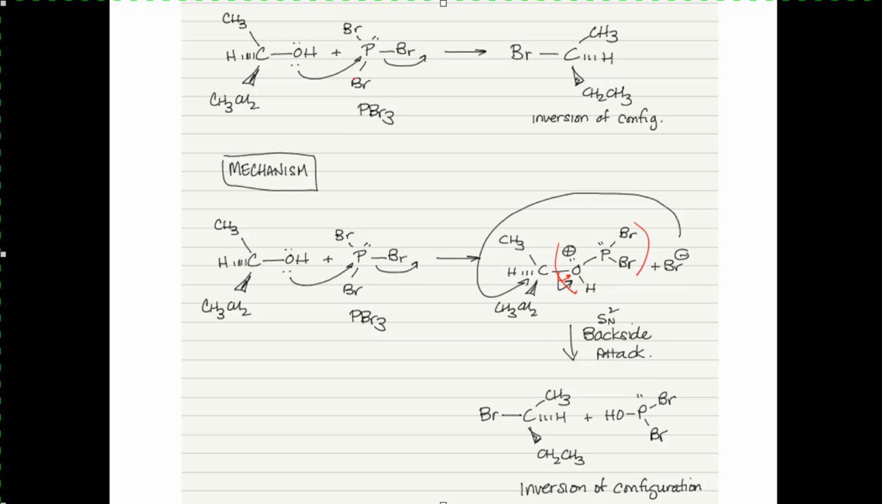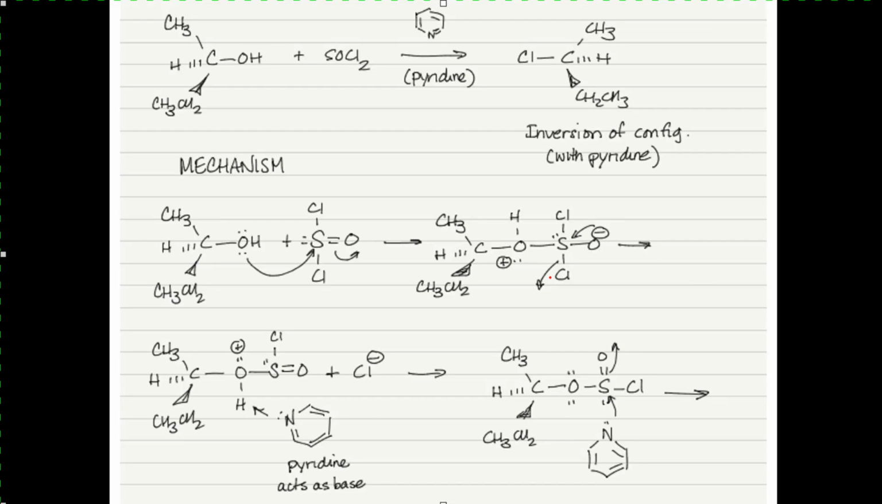And so if you react PBr3 with a chiral alcohol, you end up with, again, 100% inversion of configuration because of this mechanism. Basically, the alcohol reacts to form this species, and then the bromine that was kicked off of the phosphorus does a backside attack, so that we end up with an SN2 mechanism.